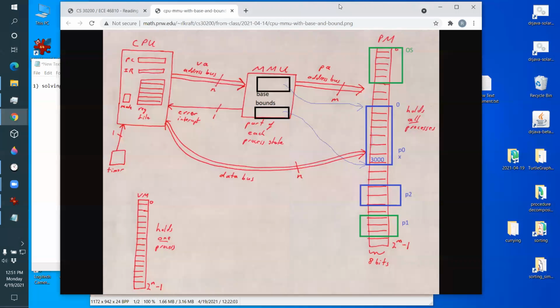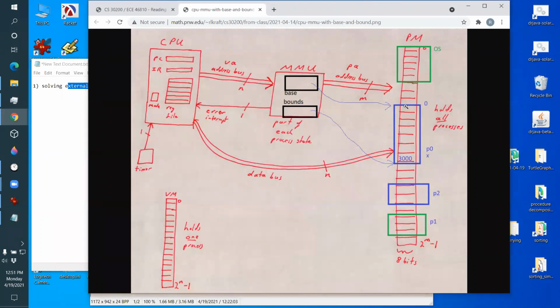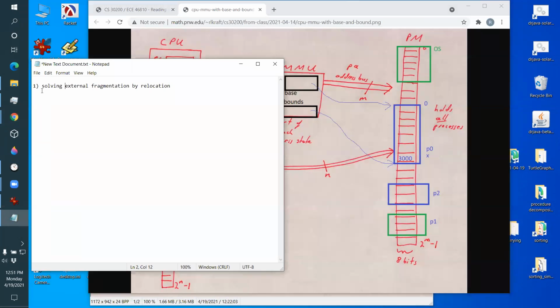Base and bounds does this okay. It's time consuming to slide a process up in memory. The CPU has to halt all the work it's doing and just start copying bytes up this way. Maybe this processor would copy bytes down. That's done by the kernel in kernel mode. It has to access all of memory, and while it's doing that, no useful work is being done. But that's one of base and bounds' big advantages.